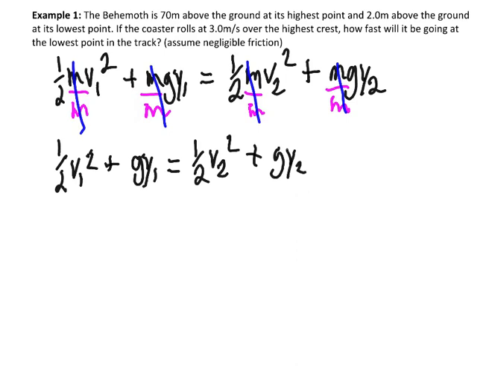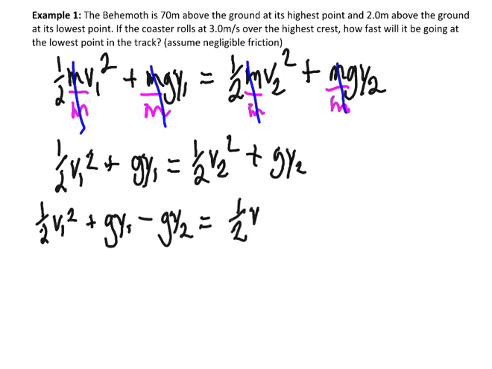All right, we're trying to get v2 on its own, so let's move the g y2 to the other side. So I'll have a half v1 squared plus g y1 minus g y2 equals a half v2 squared. Let's get rid of the half by multiplying everything by 2. You can either multiply the entire side by 2 in brackets, or you can multiply each term by 2. Maybe I'll multiply each term by 2 just because that's kind of nice for canceling out the half here.